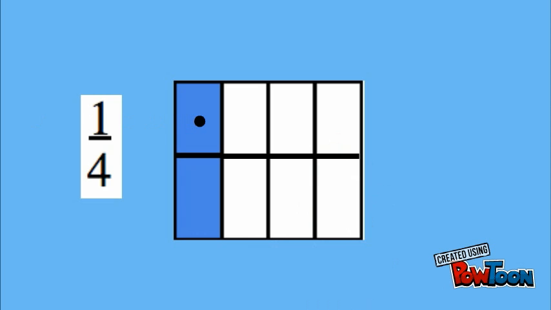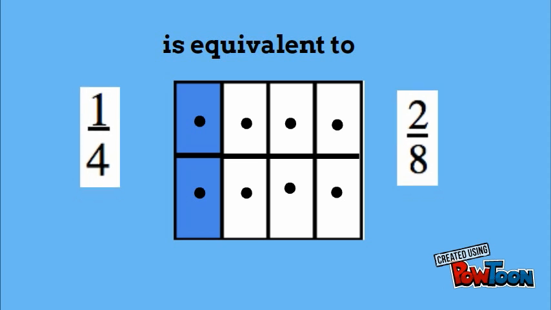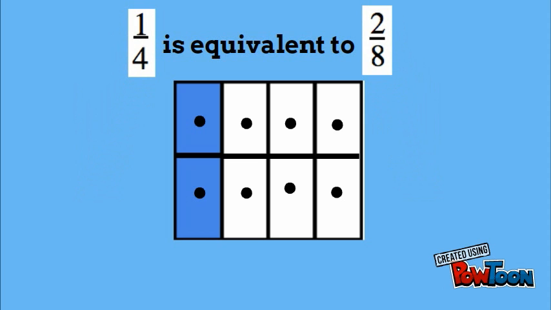Now if I count the shaded parts, I got 1, 2 shaded parts now out of 1, 2, 3, 4, 5, 6, 7, 8 total parts now. So that gives me a fraction of 2/8. Now these are both the same fraction because the shaded part did not change. So we would say 1/4 is equivalent to 2/8.